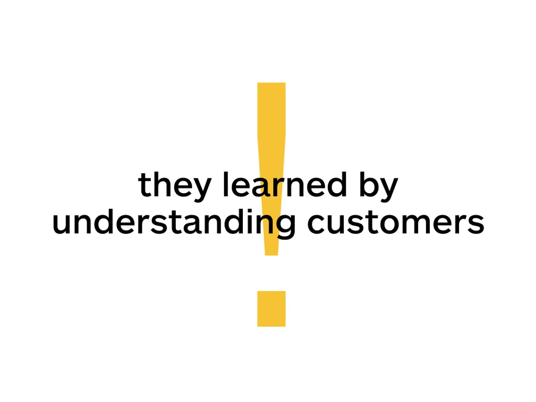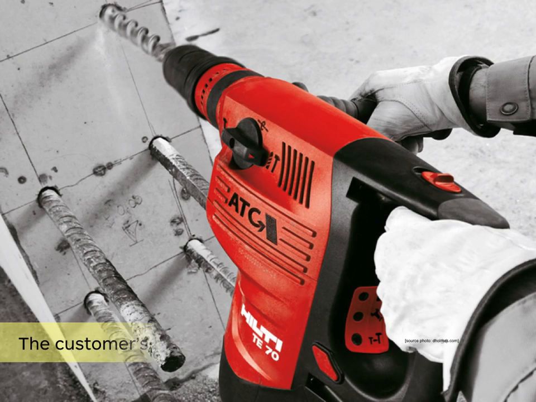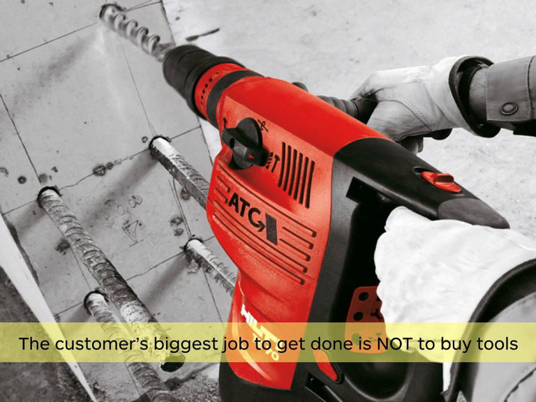And so what they did is they went out and they started observing customers, and what they learned was pretty phenomenal, and it absolutely shifted not only the business model of Hilti, but also their value proposition. And I want to talk about that for a second. So what Hilti realized was that a customer's biggest job that they were trying to get done was not necessarily to buy tools, as you might suspect, especially if you're the company selling tools. Of course, you think that your customer's biggest job to get done is to buy tools, but it's actually not.